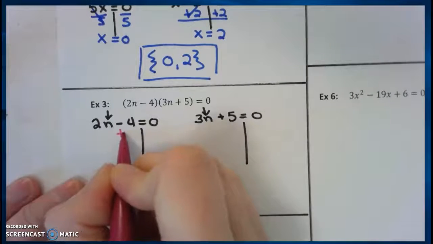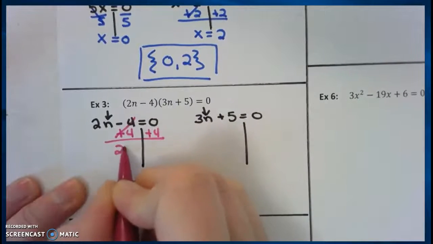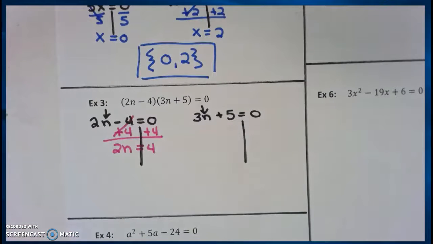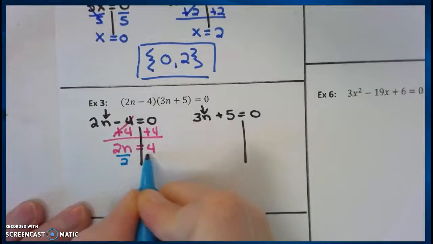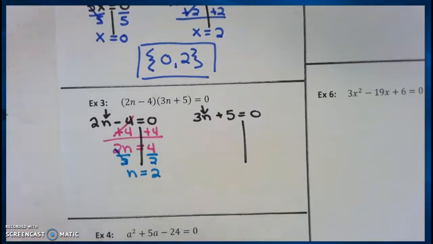So I start this first problem by adding 4 to each side. So now I have 2n is equal to 4. From there, the 2 is attached to my n, so I divide both sides by 2, and I've got n equals 2.